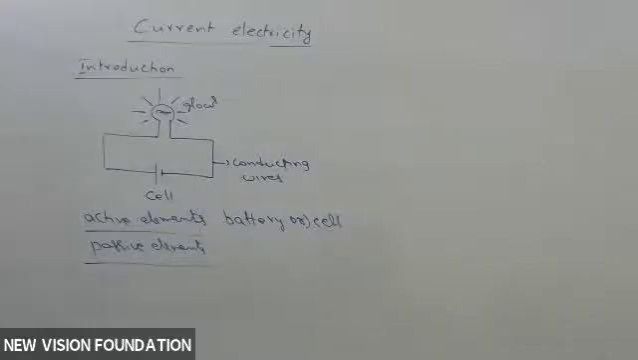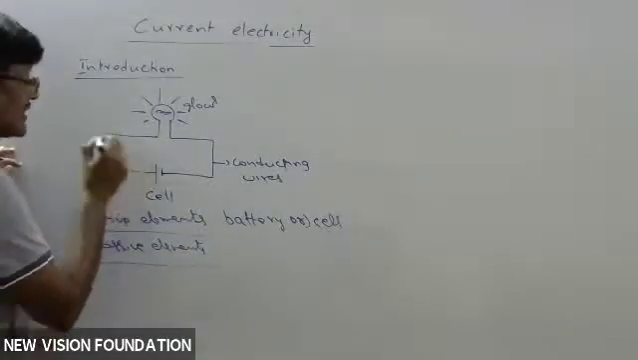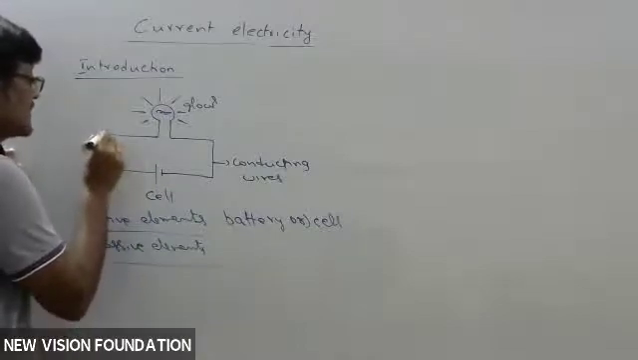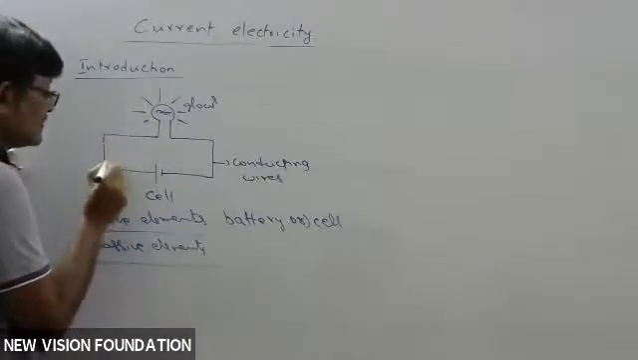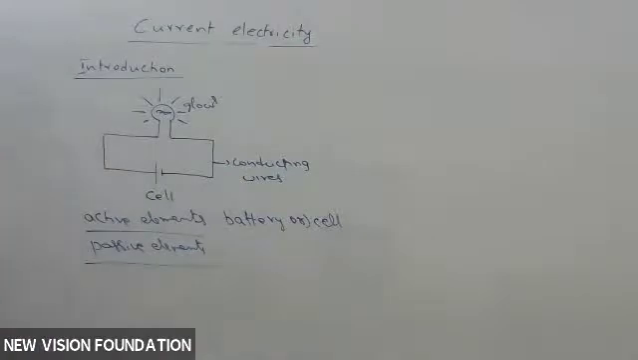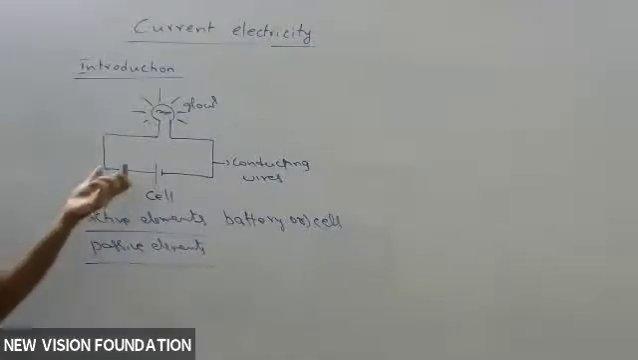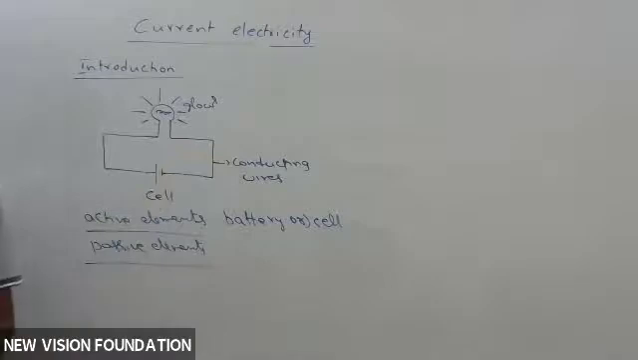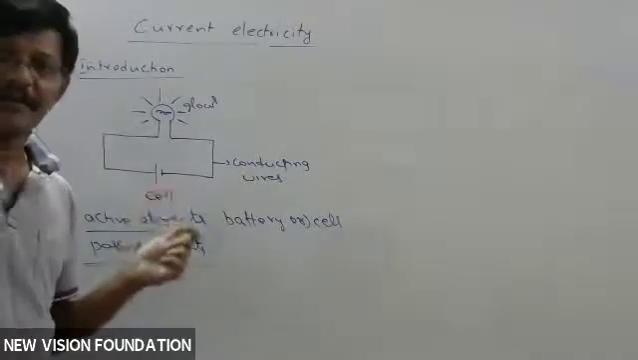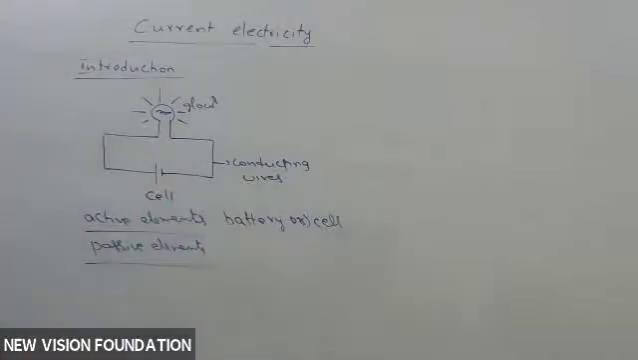And the next important one is the conducting wire. This conducting wire is made up of a conductor. Conductor means metal. These conducting wires are made up of a metal which is enclosed by insulating material like plastic or rubber.